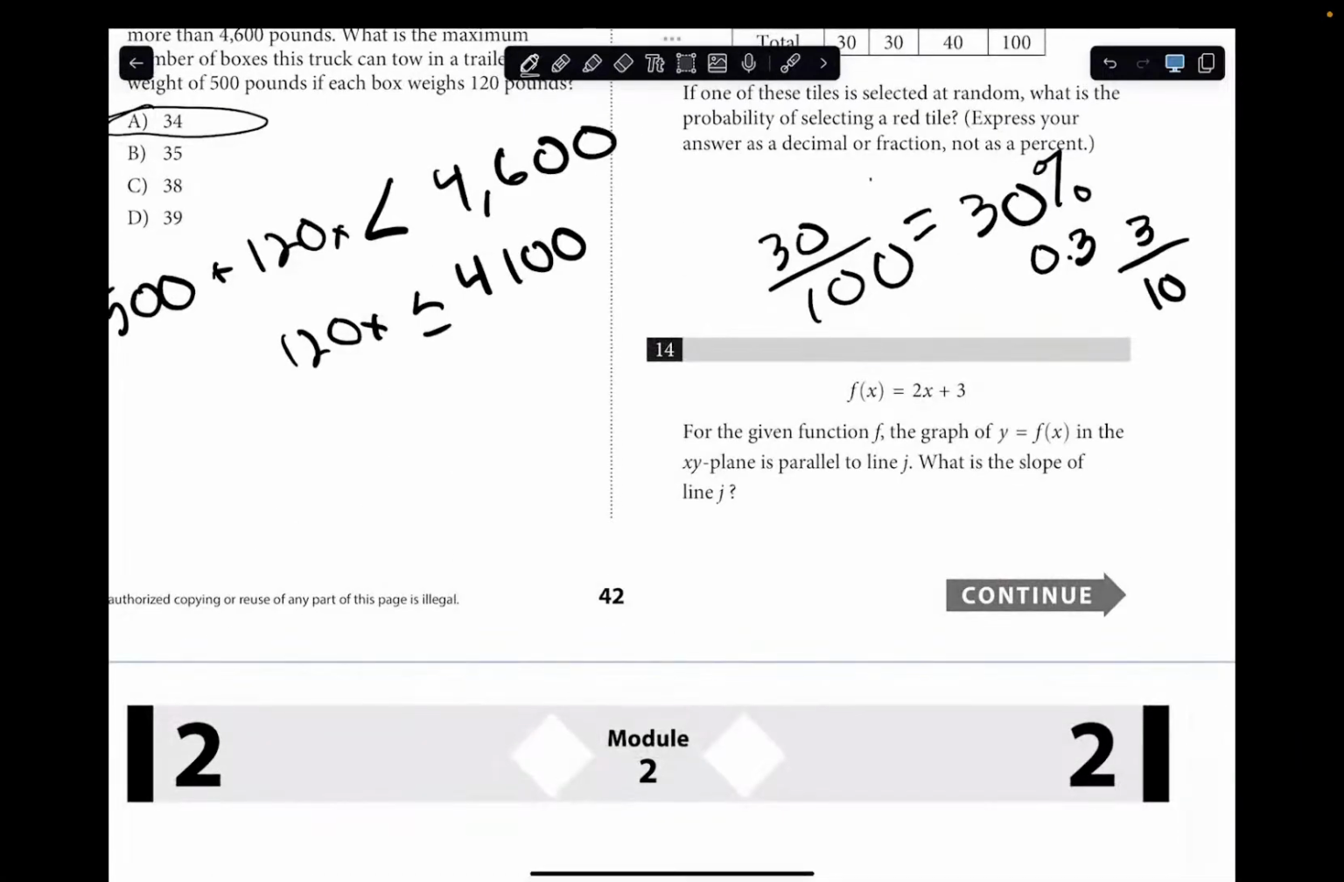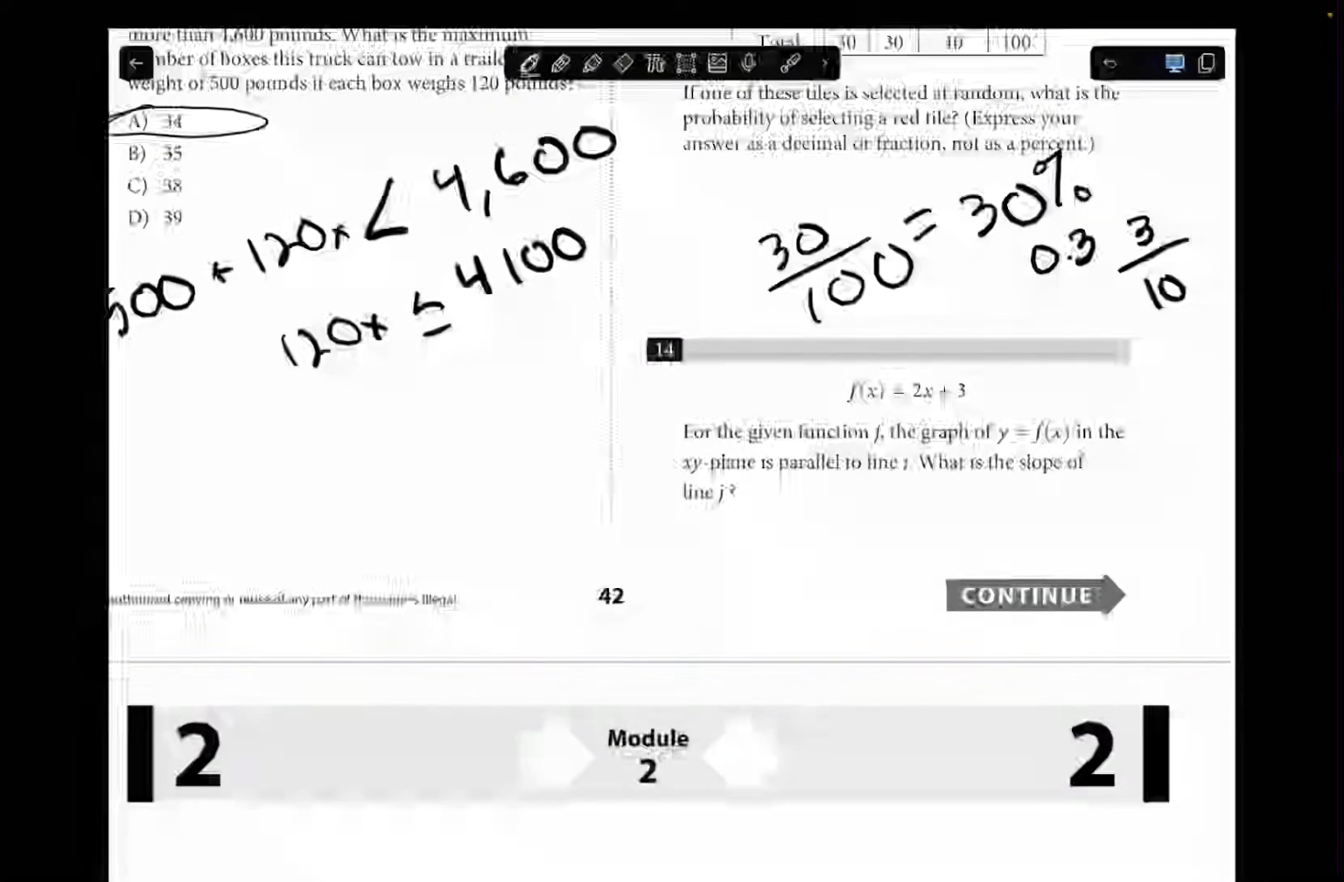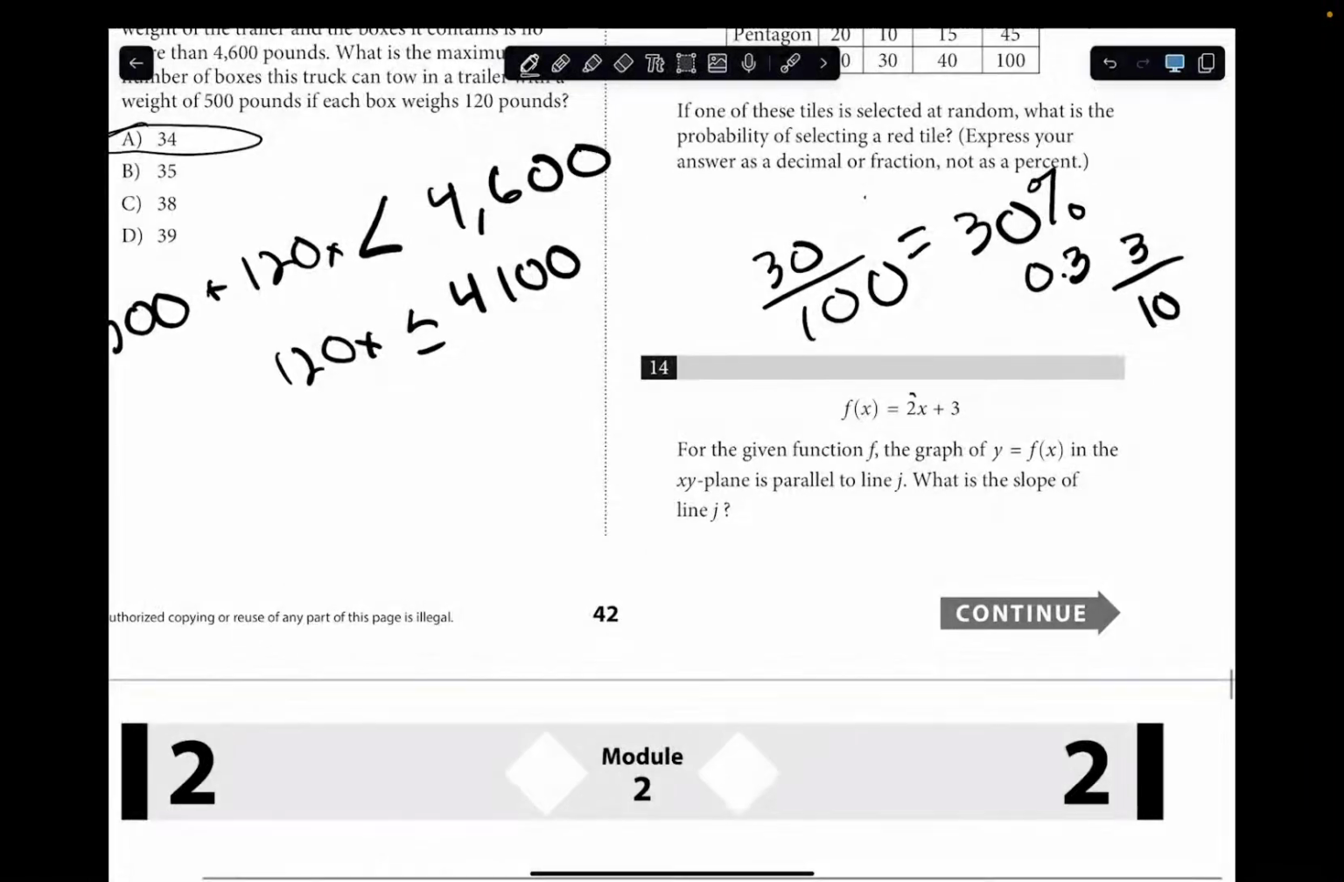14, for f of x equals 2x plus 3. For the given function, the graph of f of x in the xy plane is parallel to j. What is the slope of j? This is really the 14th question. Like, this is so easy. It's just 2.